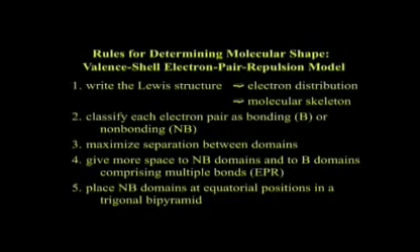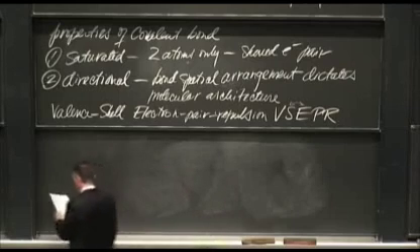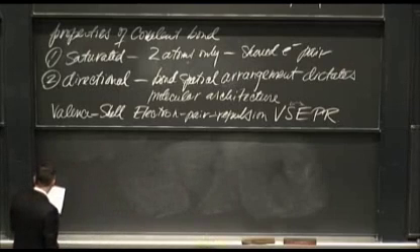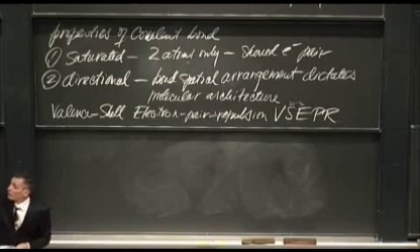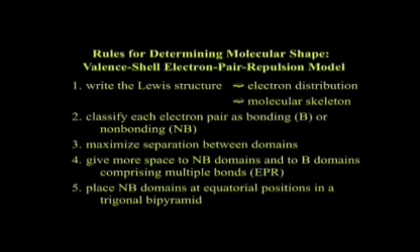And that is the scheme that's up here. So I'm going to go through some examples and show you how you can start with electronic structure and figure out what the molecular architecture is. So I'm going to follow this. So first thing we're going to do is write the Lewis structure. And the example I want to start with is sulfur hexafluoride. So the question is, what is the molecular architecture of sulfur hexafluoride? Can we predict the shape?